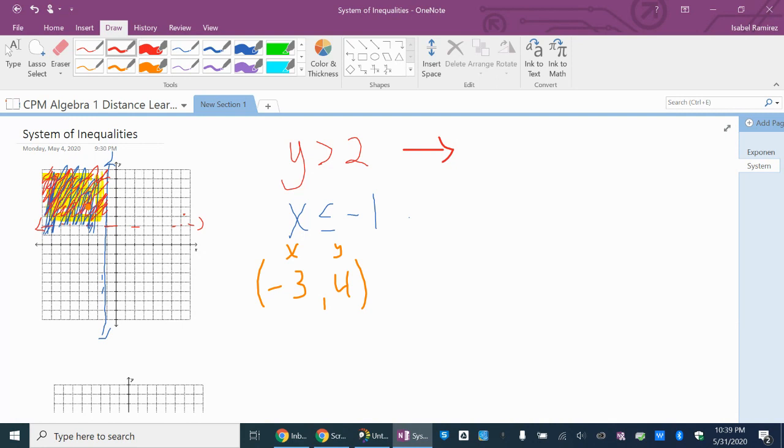So for the first inequality, from the point that I selected, y is 4, and 4 is greater than 2. And from that point, my x is negative 3. So negative 3 is less than or equal to negative 1 is absolutely true. So this point satisfies both of them. And there are more points that we could have picked. I could have picked this corner point over here. Let me see if I can actually draw a point there.